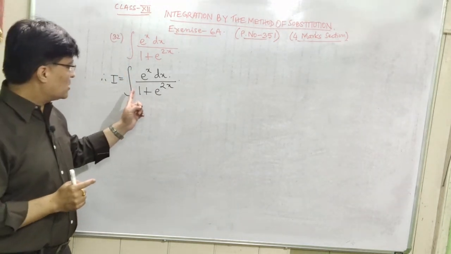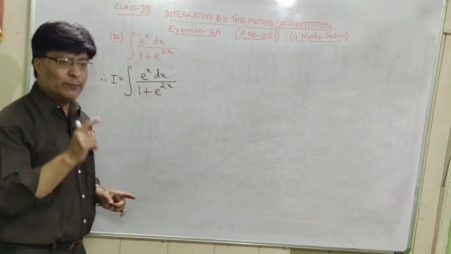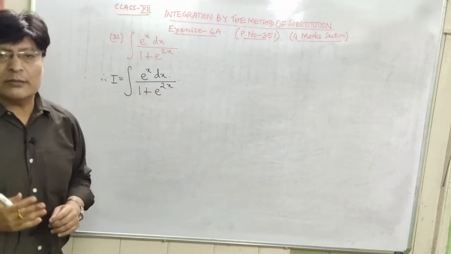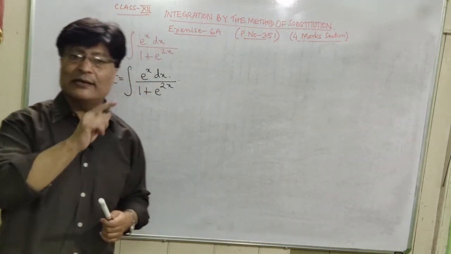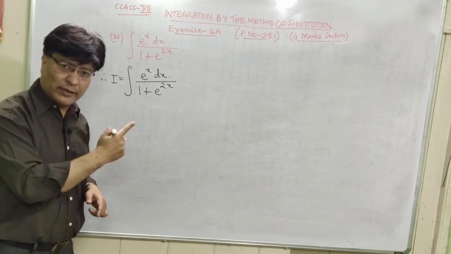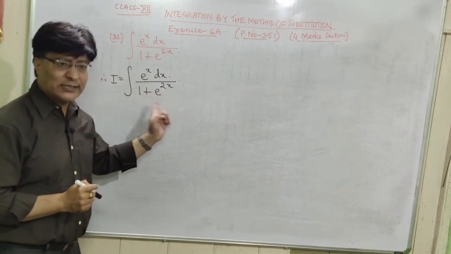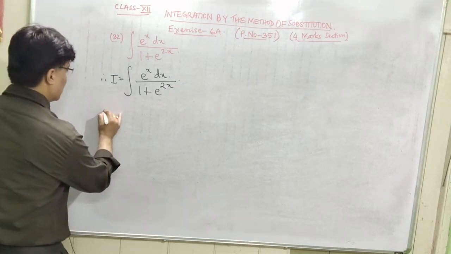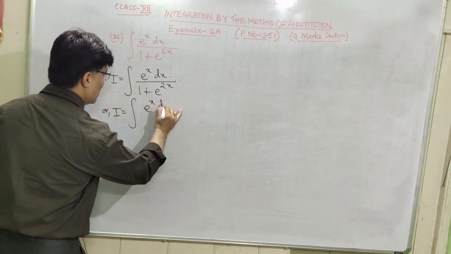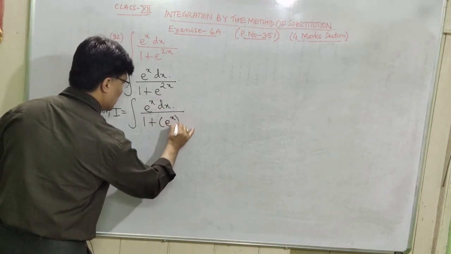You cannot assume this denominator as z, because the differentiation of 1 plus e to the power 2x will be e to the power 2x into 2. But there is only e to the power x in the numerator, and we are not getting e to the power 2x in the numerator. But you know that the differentiation of e to the power x is e to the power x. So you can write e to the power 2x as e to the power x whole square. Or I is equal to the integral of e to the power x dx divided by 1 plus e to the power x whole square.